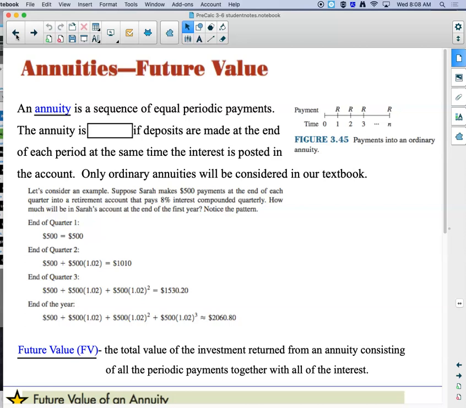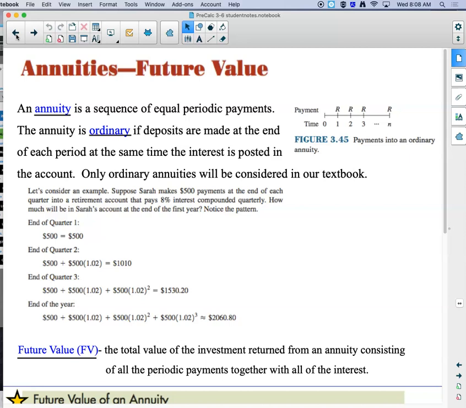The annuity is ordinary if deposits are made at the end of each period at the same time the interest is posted in the account. Now that definitely makes the math easier, so that's the reason we're going to look at just the ordinary annuities. So only ordinary annuities will be considered in our textbook. We're not going to allow anybody to join in halfway through that compounding period. We're going to say, hey, you have to wait until the compounding period ends before you put more money in.